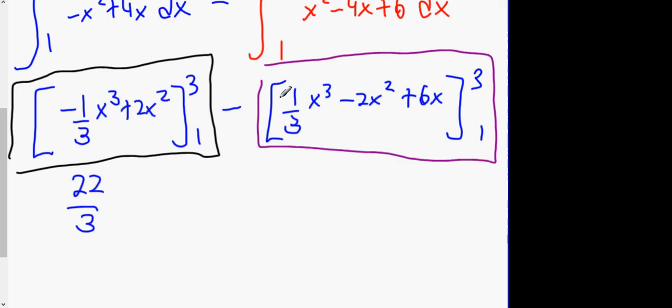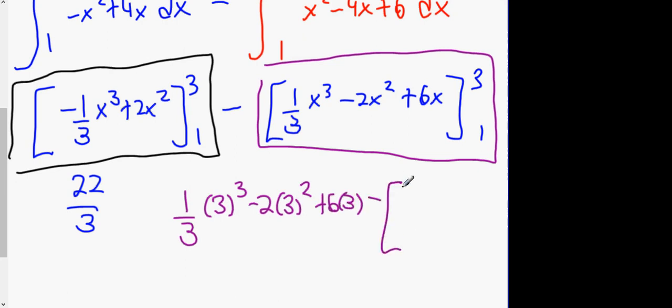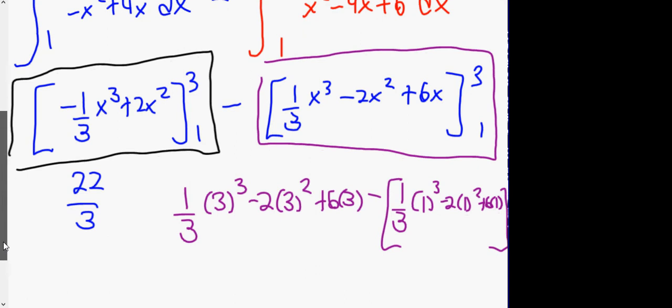Okay? So Connor, once again, if you can use your skills there. A third 3 cubed minus 2 3 squared plus 6 times 3. Now we're going to take it all away from a third 1 cubed minus 2 times 1 squared plus 6 times 1. Please remember, once again, exam technique will dictate that because it's the number 1, you don't need to put in the powers because any power of 1 is still 1. So you don't need particularly to worry about that.